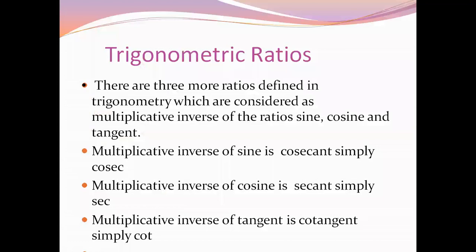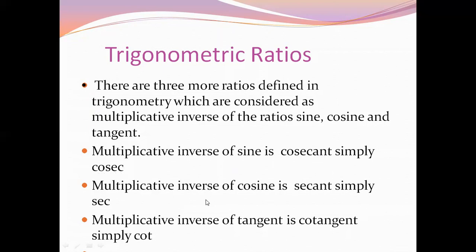Trigonometric ratios. There are three more ratios defined in trigonometry which are considered as the multiplicative inverse of the ratios of sine, cosine, and tangent. That means three more trigonometric ratios are there, but those three are the multiplicative inverse of sine, cosine, and tangent. Let us see what are those. The multiplicative inverse of sine is cosecant. You read it as C-O-S-E-C-A-N-T, cosecant, and the short form is cosec, C-O-S-E-C, cosec.